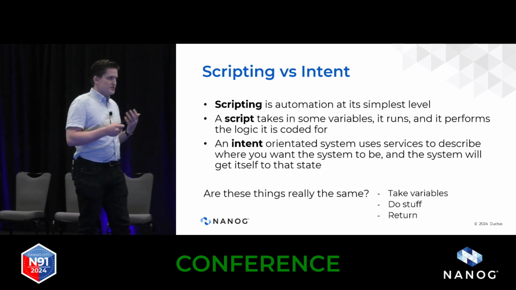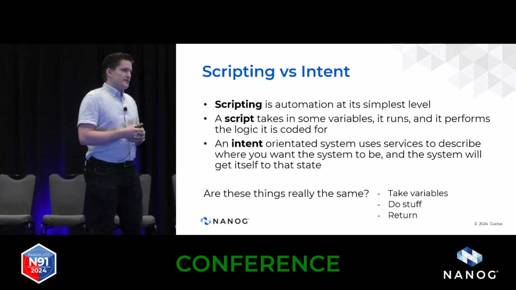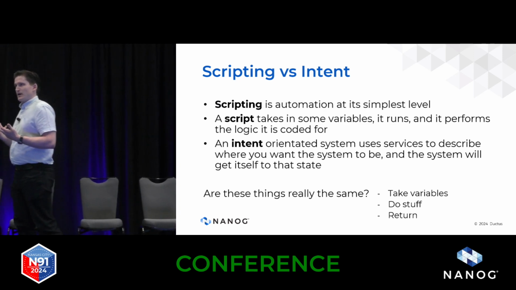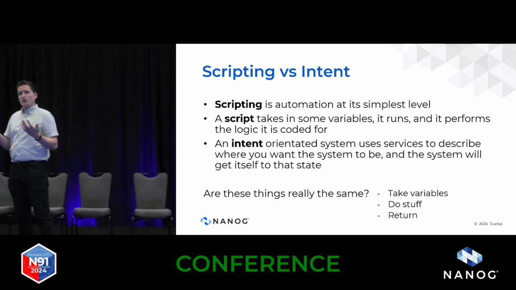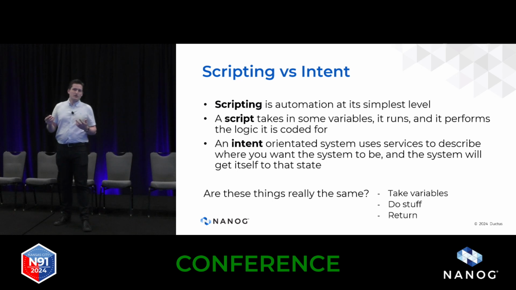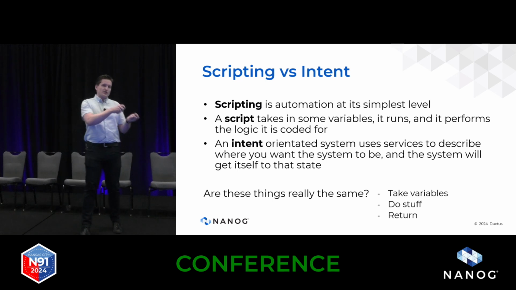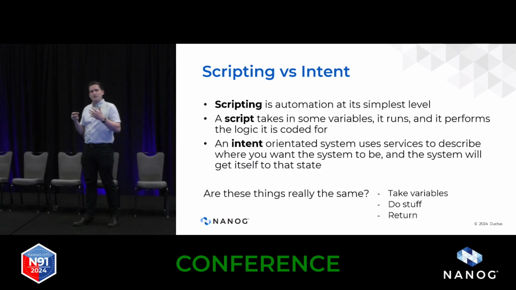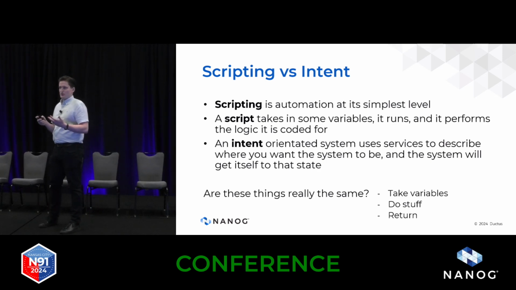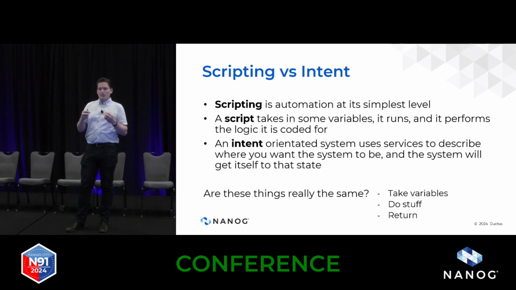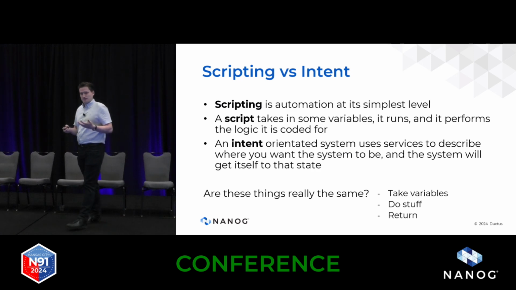Okay, so scripting versus intent. I think of scripting as being your most basic level of automation. It's basically taking a manual process and automating it. So it's like an automated manual. You have made the manual process faster, but you haven't really reduced the overall complexity of managing the system. So it doesn't matter how good the script is, you still have to provide all the same inputs that you would need to know if you were going to manually configure the system.